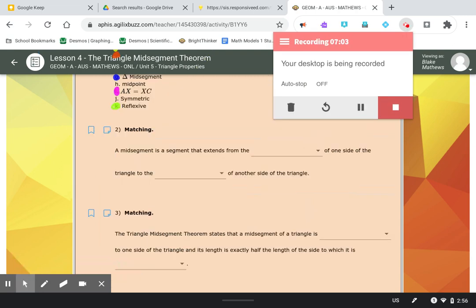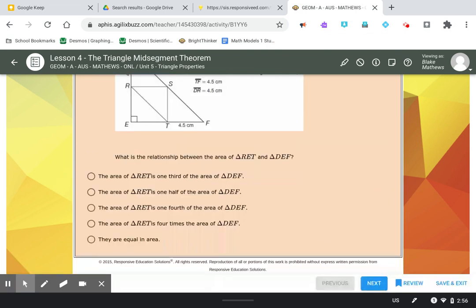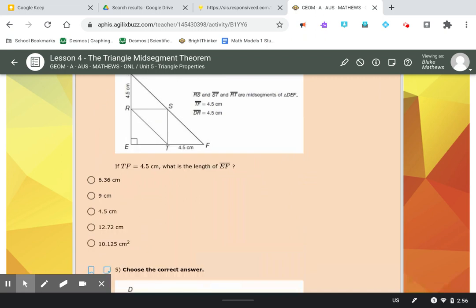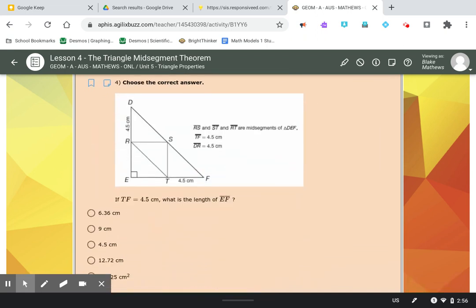All right, so looking from there, we've got some vocabulary that's going to come from the lesson above. Let me just scroll down to make sure. Yeah, so the rest of this is going to come from this one diagram, and I'm going to get you started on a lot of this. They've given us some information. They've told us that DR is 4.5, TF is 4.5. They've also told us for sure these are mid-segments.